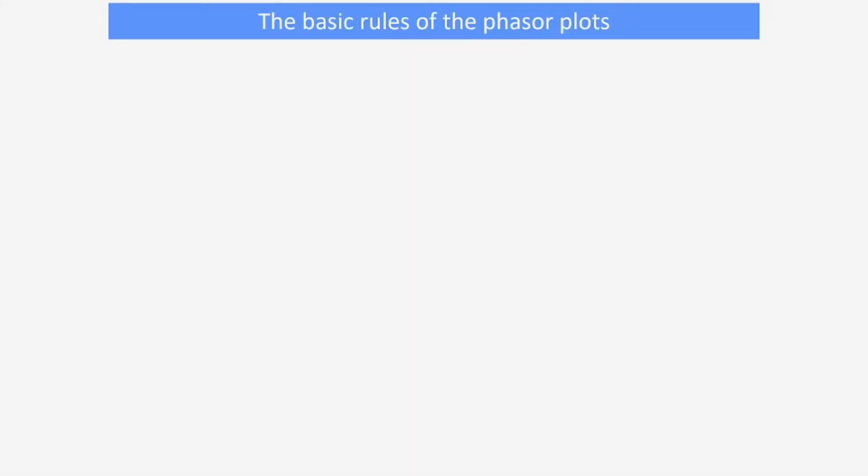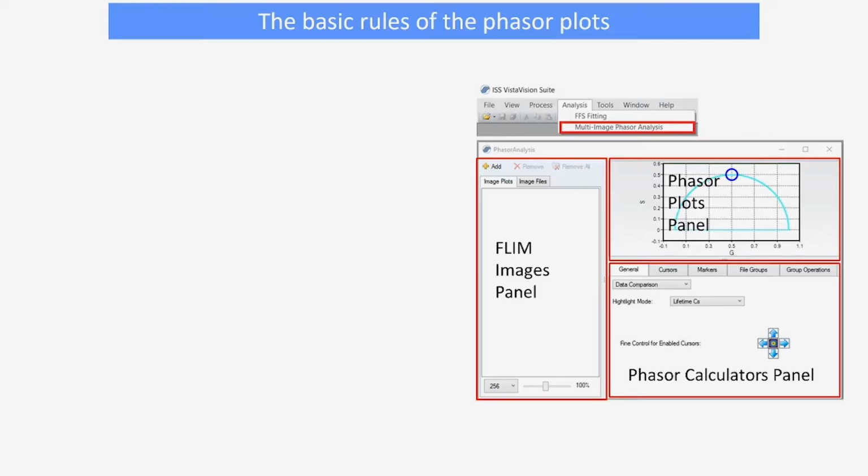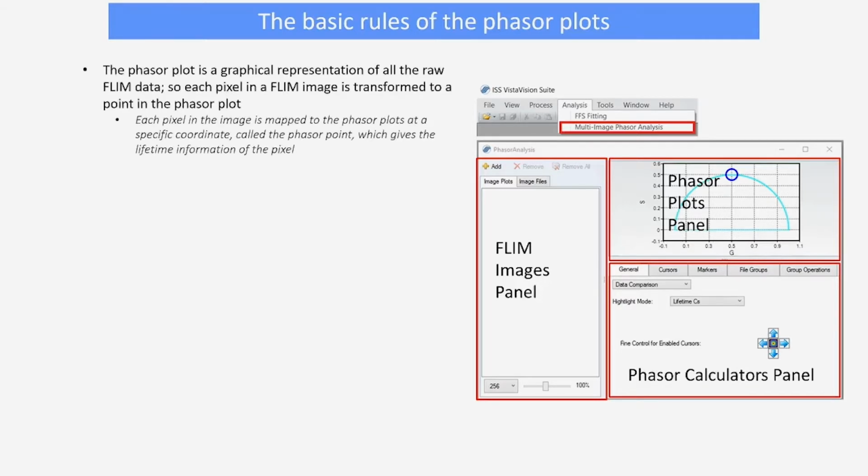As we know, the ISS phasor plot in VistaVision is a graphical representation of all raw FLIM data. Each pixel in the image is mapped to the phasor plot at a specific coordinate called the phasor point. This gives us lifetime information of the pixel.